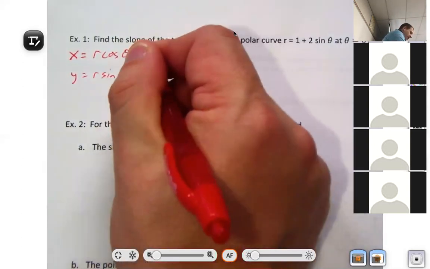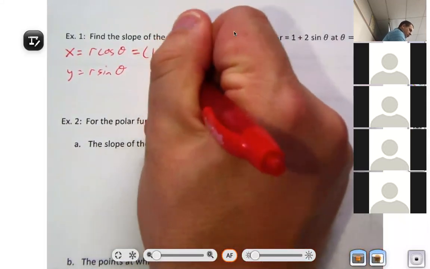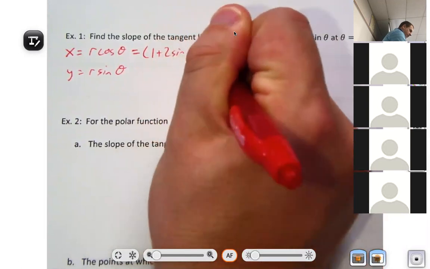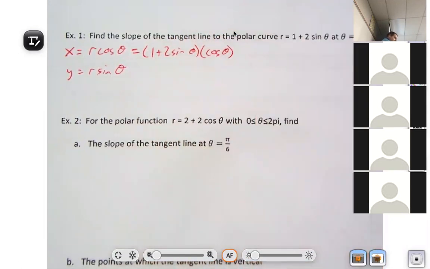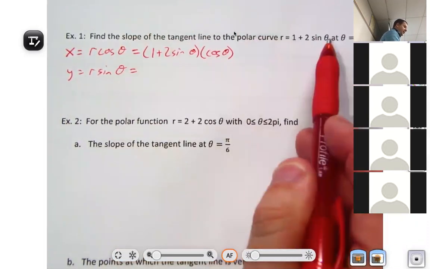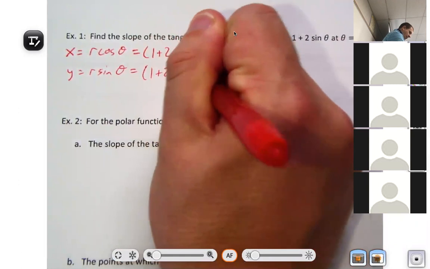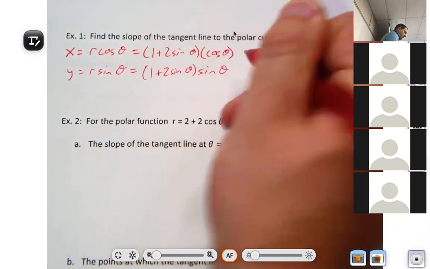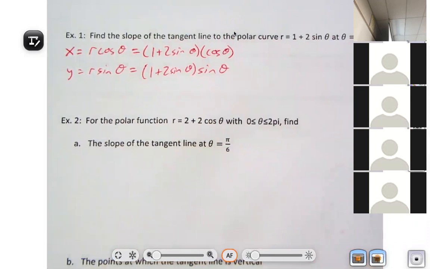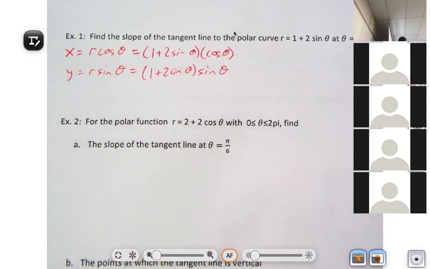So in this particular problem, x is, I'm going to replace r with what r is. So it's 1 plus 2 sine theta, cosine theta. And then on bottom, again, I'm going to replace r with what r is. So 1 plus 2 sine theta, sine theta. And now we can either find dy d theta, like do product rule, and then dx d theta. Maybe I'll do that. I think that might be the route more of you take. So I'm going to do that.